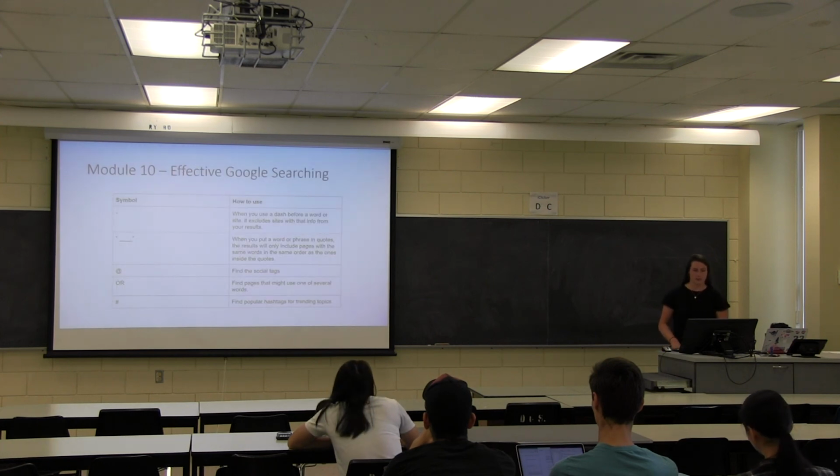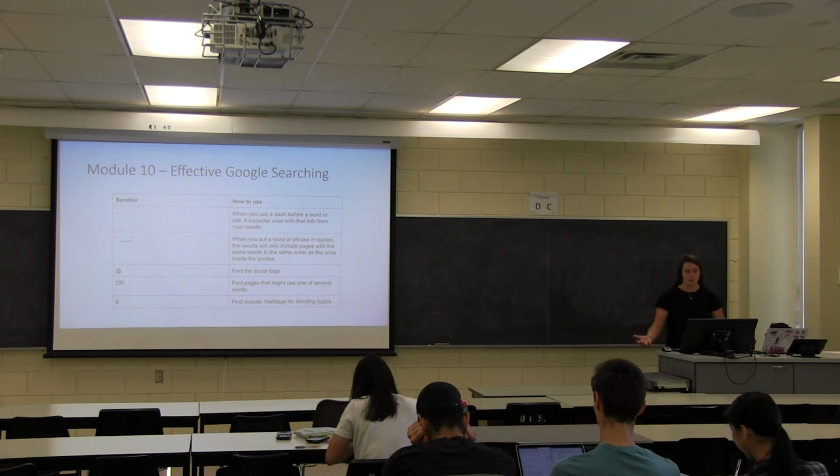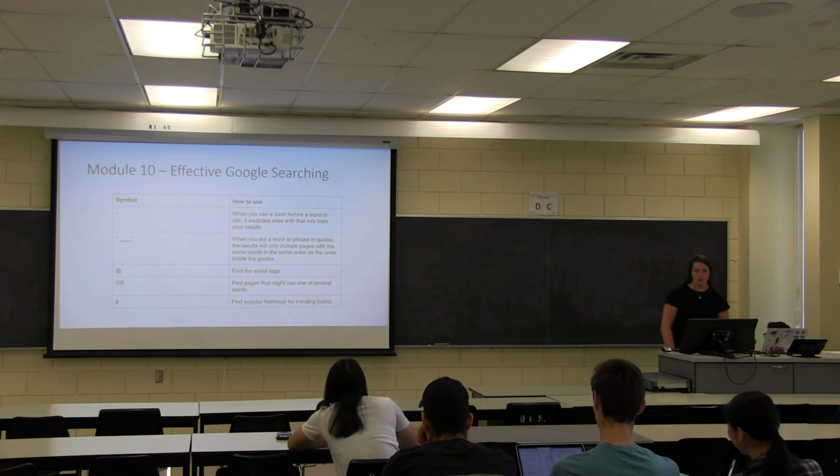Okay, and then lastly, there's a lot of different symbols that you can use to improve your search results. The first one is the dash. If you use a dash, whatever word you put after the dash would be omitted from your search result. For example, if I was searching for cars and I really didn't want a Honda, I would put cars for sale dash Honda, and that would omit any web page that mentions Honda.